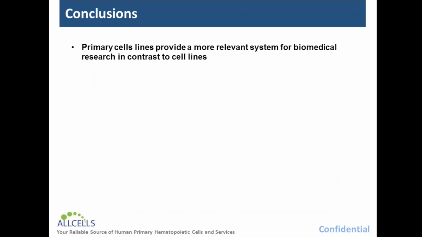In conclusion, primary cells have been demonstrated to be of great value in medical research because they provide a more accurate in vivo-like system than cell lines, which can contain genetic aberrations and are not consistently characterized in academic research papers.